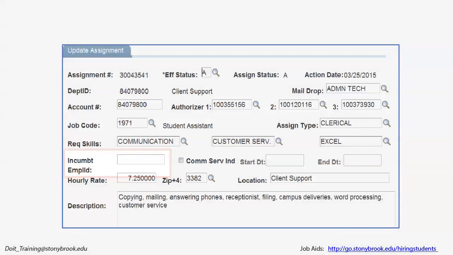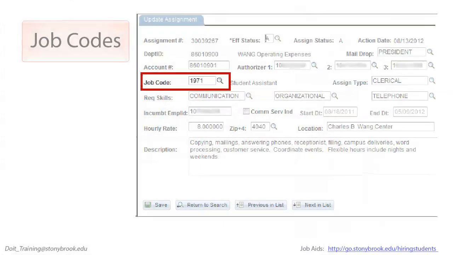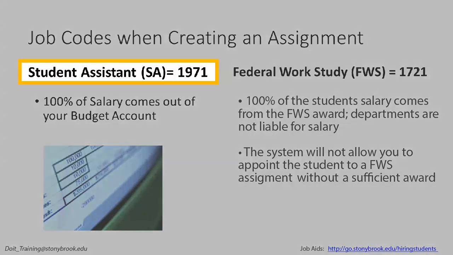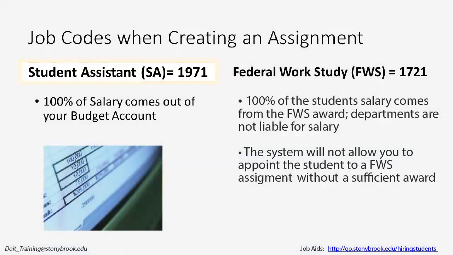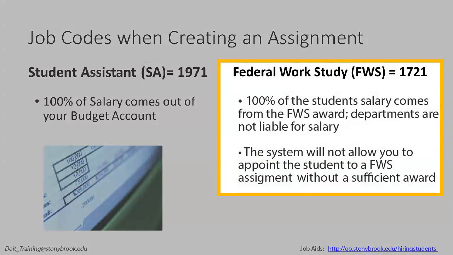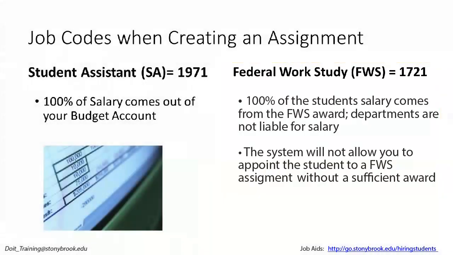Let's talk about job codes. When creating or rather updating an assignment, it is required to select one of two job codes, 1971 for student assistant and 1721 for federal work study. Selecting the student assistant job code means that 100% of the student's salary for this position is paid out of your department's budget account. Selecting the federal work study job code means that 100% of the student's salary will come out of the student's financial aid award and departments are not liable.